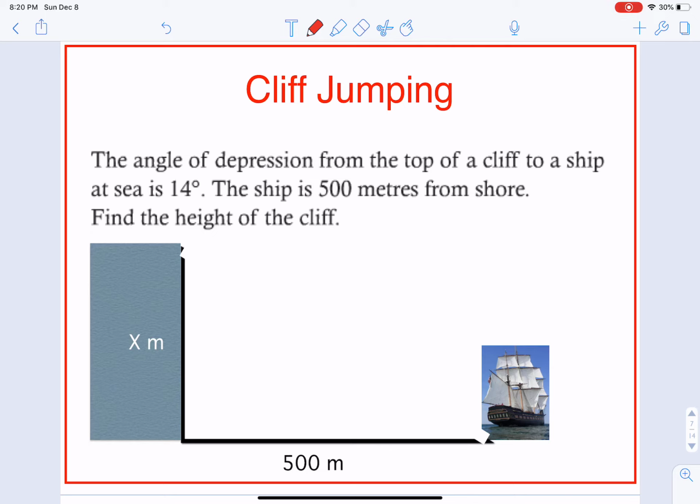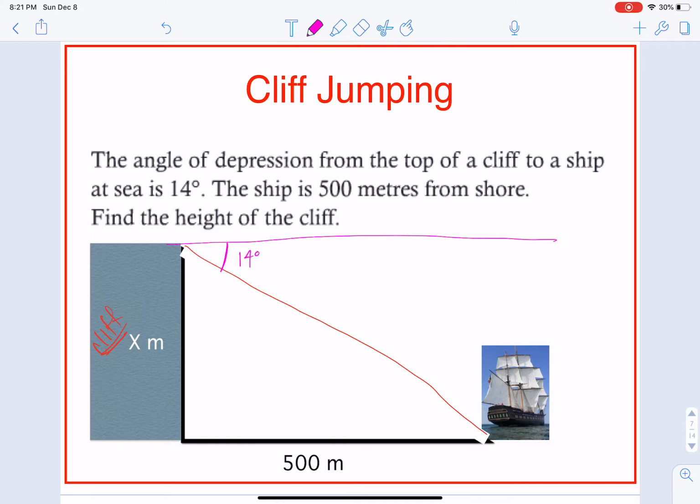So it says the angle of depression from the top of a cliff to a ship at sea is 14 degrees. The ship is 500 meters from the shore. Find the height of the cliff. So here is my cliff, and it looks like I'm talking about the angle of depression from the top of a cliff to a ship at sea. So here is sort of my sight from the cliff to the ship at sea. But what I need to remember is that I need to draw in a horizontal here. So the angle from the horizontal going down, that is my angle of depression.